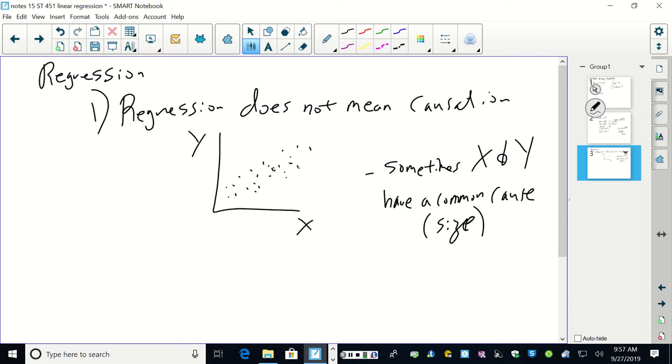Size often can be that common cause. Bigger hospitals have more patients, more sick patients, more healthy patients, more expenses, more nurses, more of everything, right? And so all the size variables are correlated, but it doesn't mean that if you put more nurses in there, or you pay for more doctors, or you pay for more beds, it's necessarily going to have a positive outcome on other things, right?